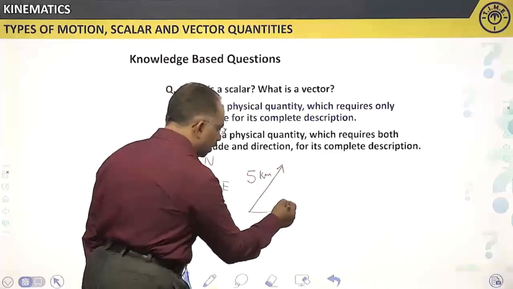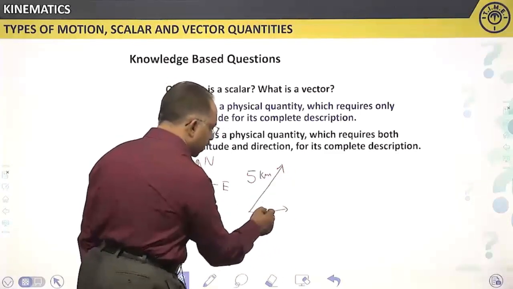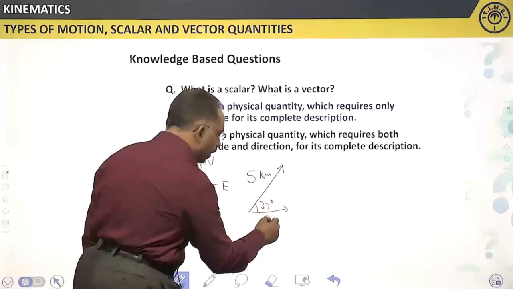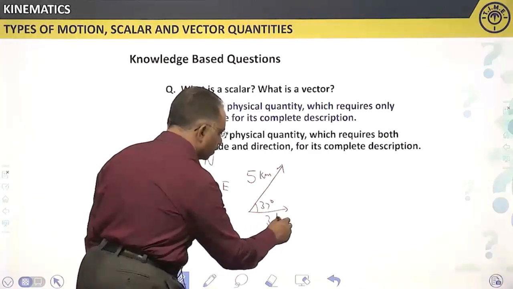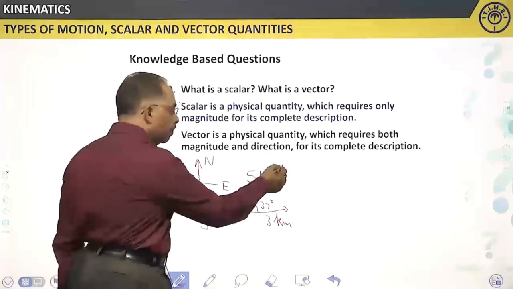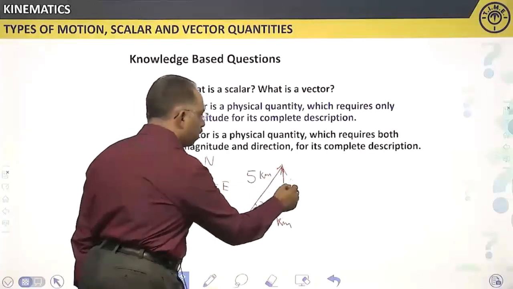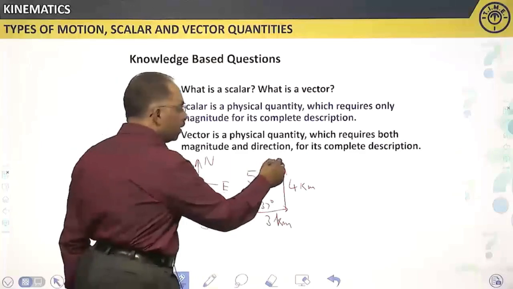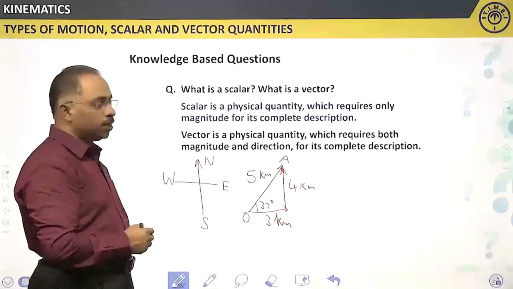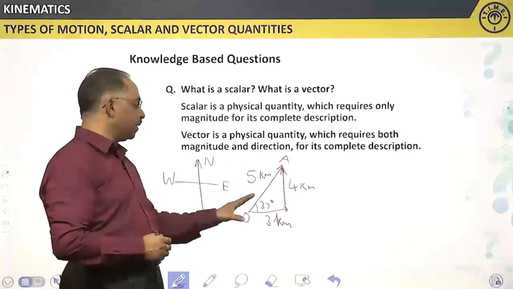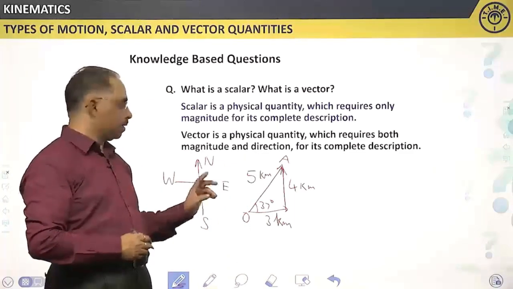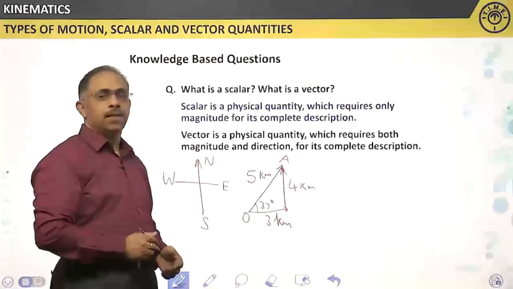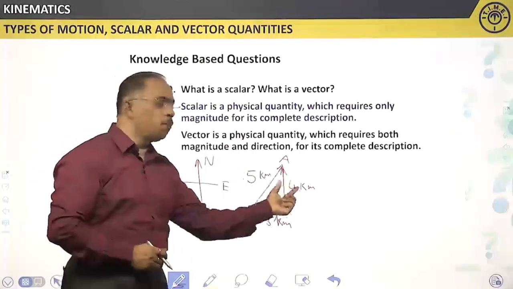If I take the component of this 5 kilometers along east, if it is making an angle of 37 degrees, this will be 3 kilometers, whereas the vertical component here will be equal to 4 kilometers. So, starting point is O, ending point is A. Here the displacement of 5 kilometers is north of east. But if I say what is the displacement along east, it will be only 3 kilometers. What is the displacement along north? It is only 4 kilometers.